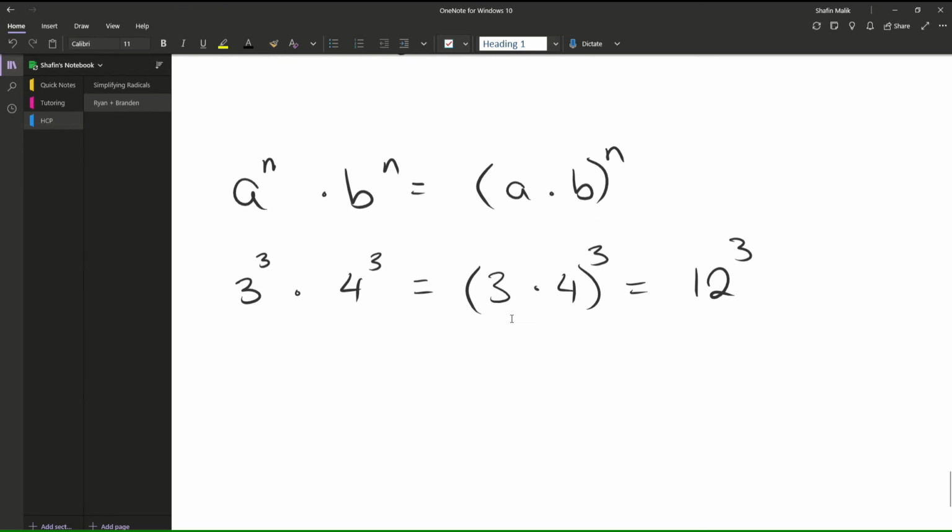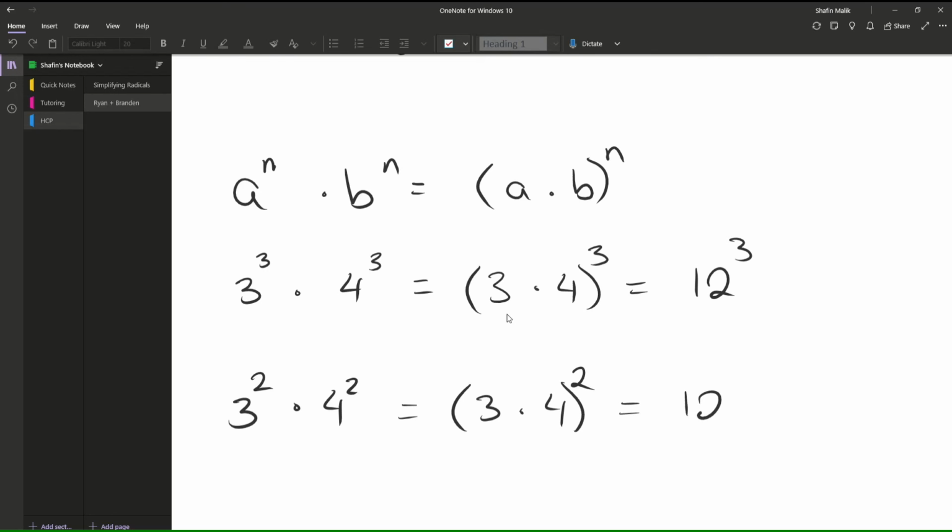Take, for example, the case of 3 squared times 4 squared, which is very similar to the second problem. This can then be simplified to 3 times 4 squared, which then becomes 12 squared, making the solution much easier to achieve as 144.